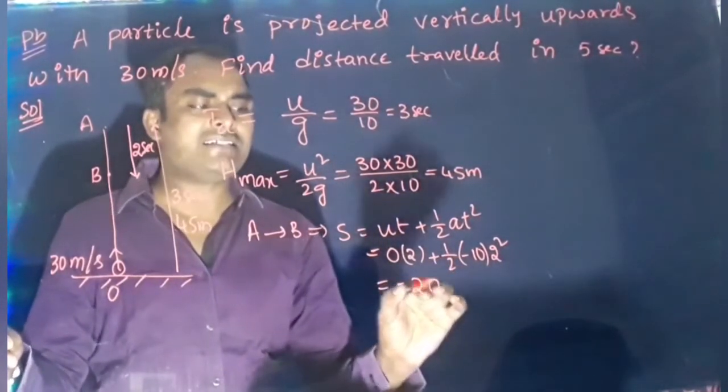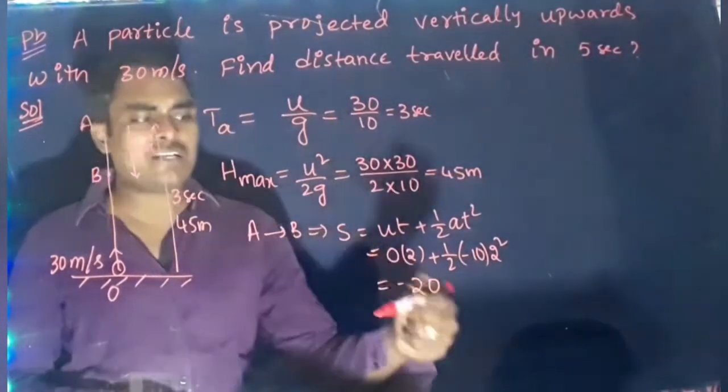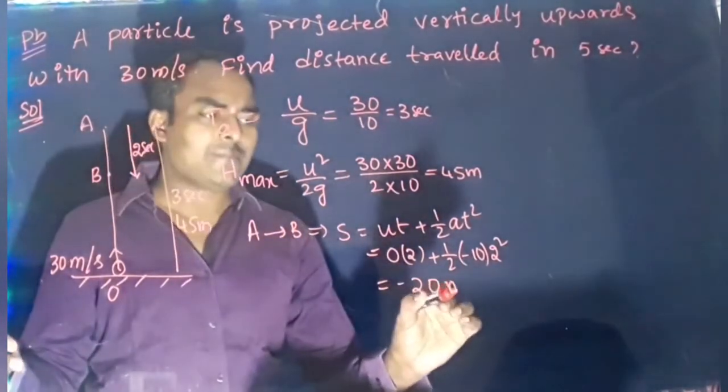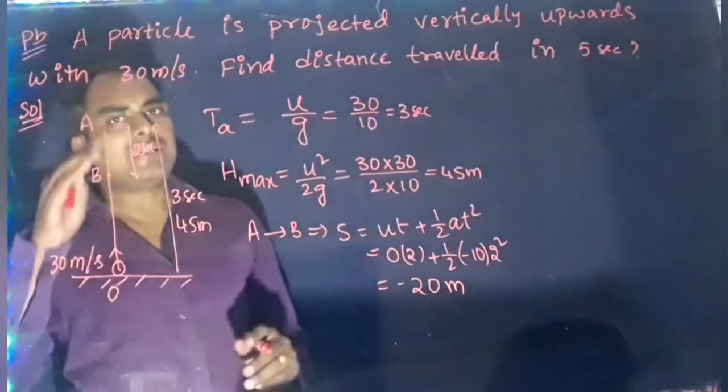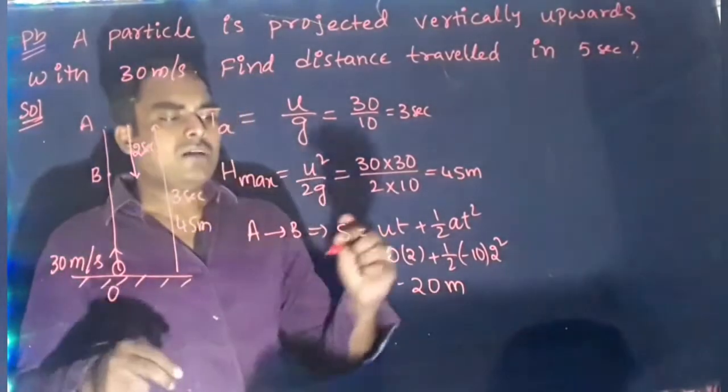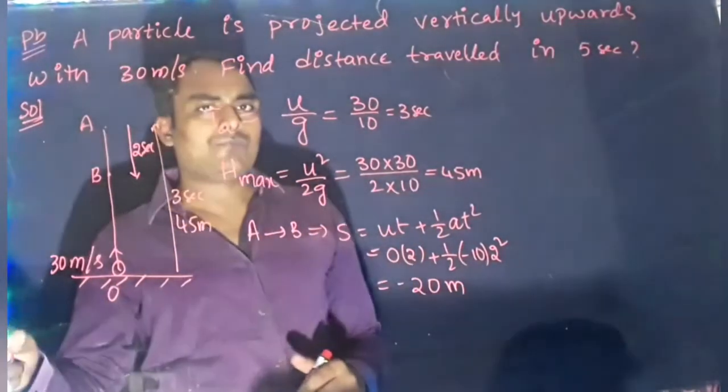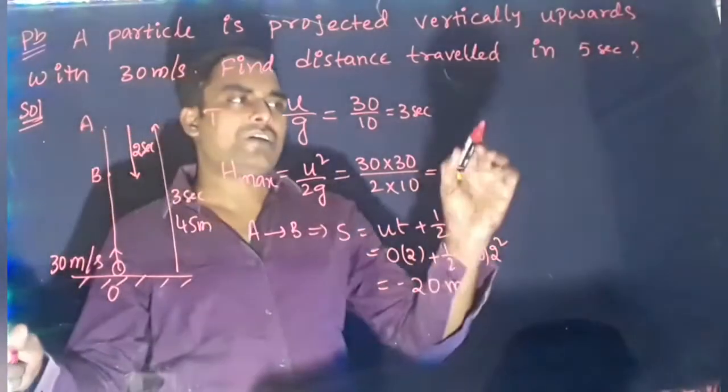So minus indicates it is coming down. Displacement is minus 20 meter. So minus indicates it is coming down. So 20 meter it is coming down. So this distance is 20.